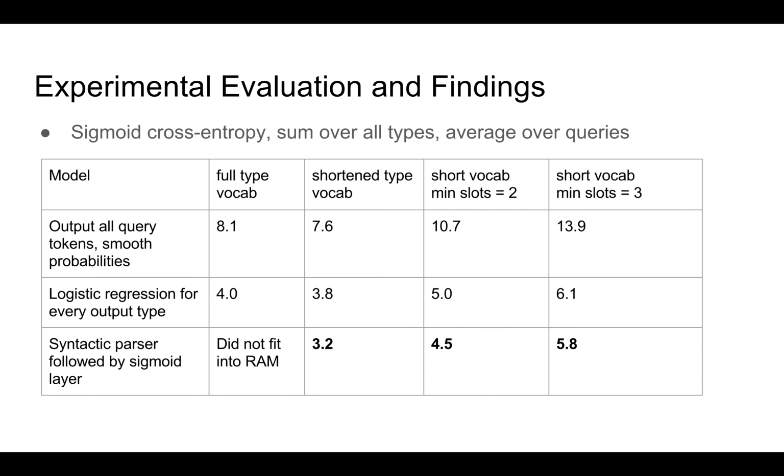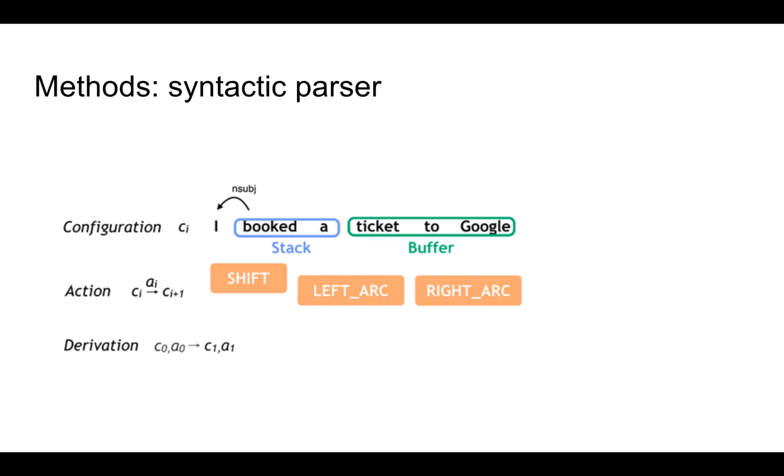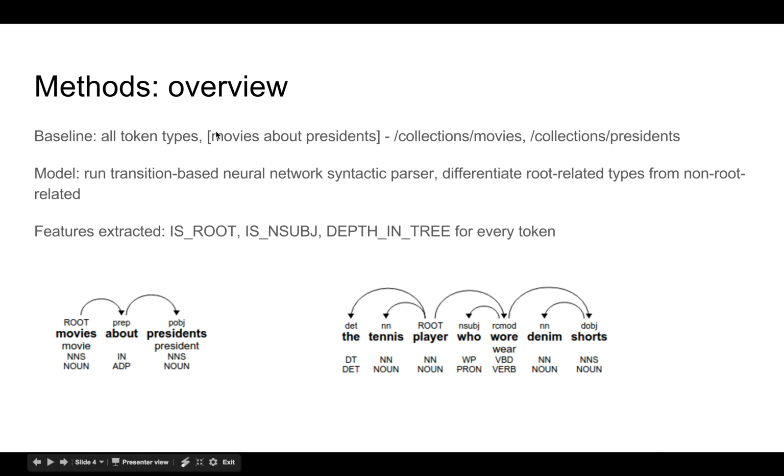But an interesting thing that I decided to investigate is whether it would get an even higher advantage on more complicated queries. So the number of slots in the query is simply the number of tokens that are somehow related to a type. So for example, if the query is movies about presidents, there would be 2 slots because both movies and presidents are types within our type inventory.